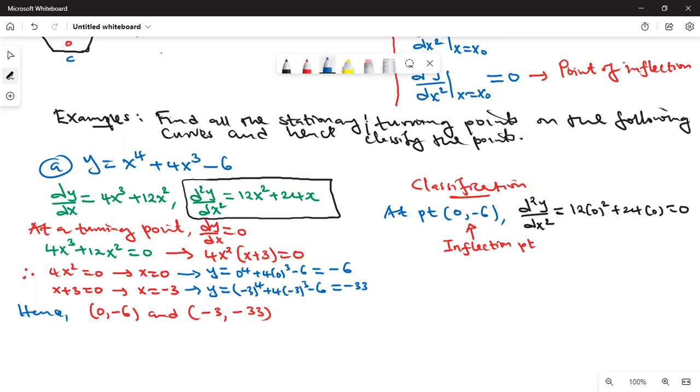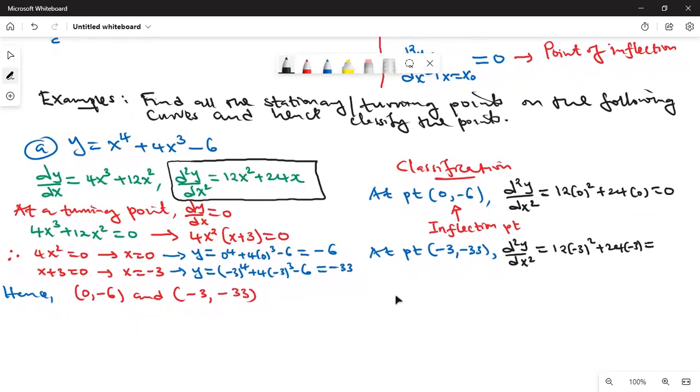Let's see the other point at (-3, -33). What is our second derivative, d squared y over dx squared? Now you substitute x equals -3, so we'll have 12 times (-3) squared plus 24 times (-3). What will be the answer here? You can press that in your calculator. You're going to get 36 as your answer.